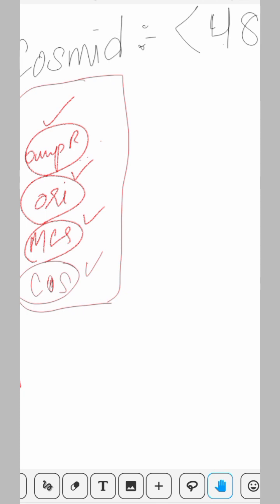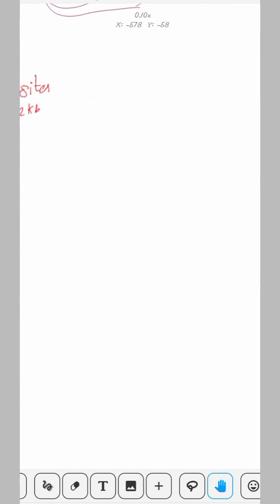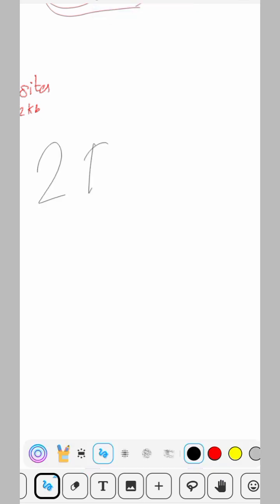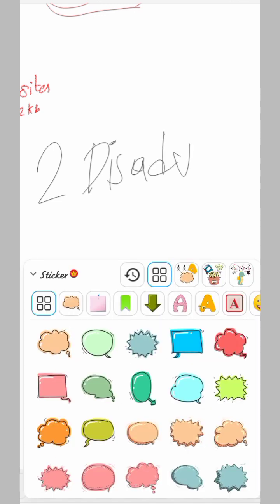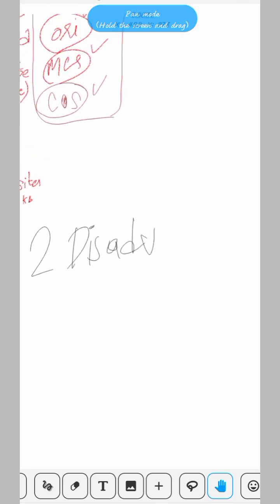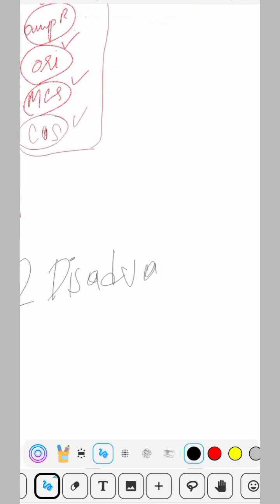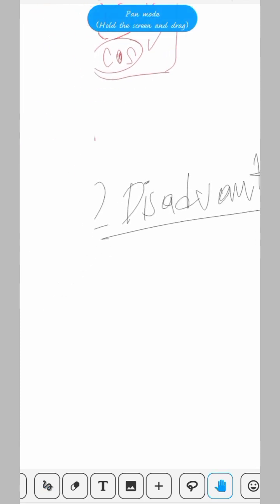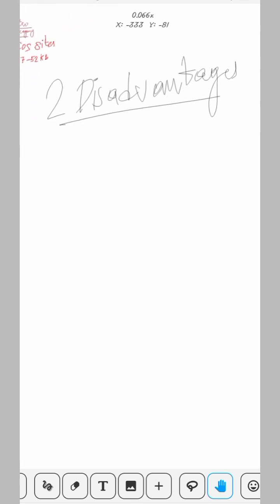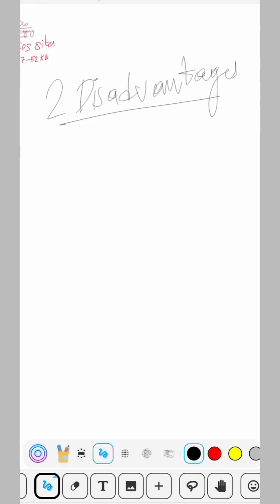Cosmids have disadvantages too. They have two big disadvantages. Anything out there definitely has some disadvantages. The first disadvantage is the high frequency of recombination inside the bacterial host.